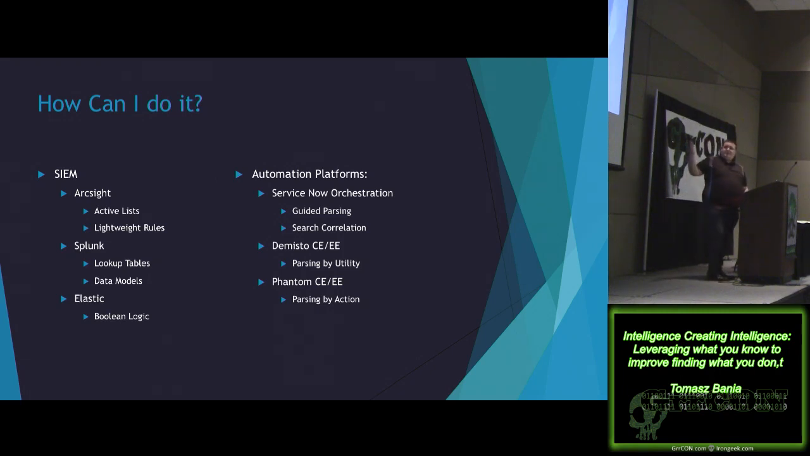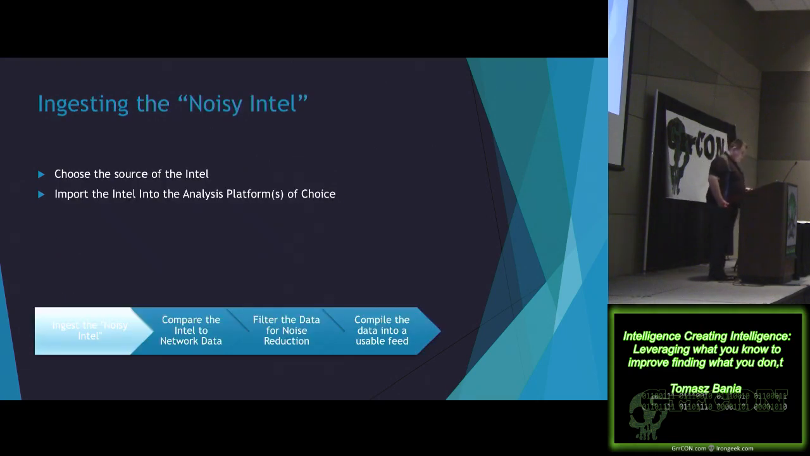For those organizations that have ServiceNow and have the orchestration module, you can leverage the guided parsing and search correlation functions within the interface. And then I added Demisto and Phantom on there because both of these platforms have an enterprise edition as well as a community edition that you could leverage to conduct this activity. The difference between the two platforms is Demisto will do parsing by utility and Phantom will do parsing by an action. More than happy to explain that further later if anyone would like.